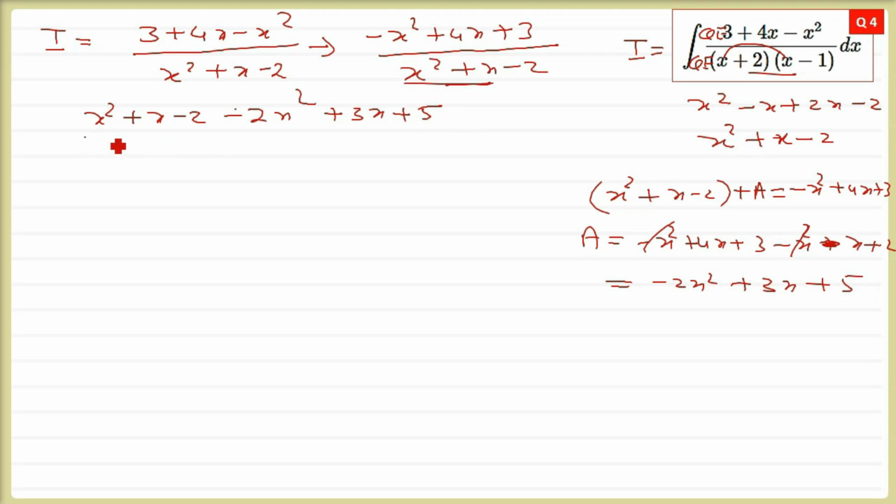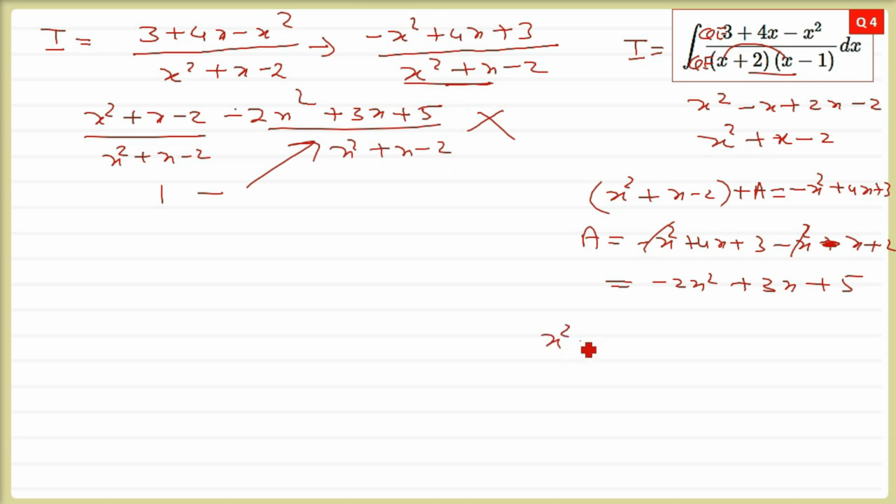Alright. Now just separate them out with x square plus x minus 2 as the denominator. So when you write this x square plus x minus 2 in the denominator, what do you get? This you will get as 1. But again we are left with the same issue, same problem. So this will not work. I hope you got the idea. That means you have to divide now. You have to apply some other approach.